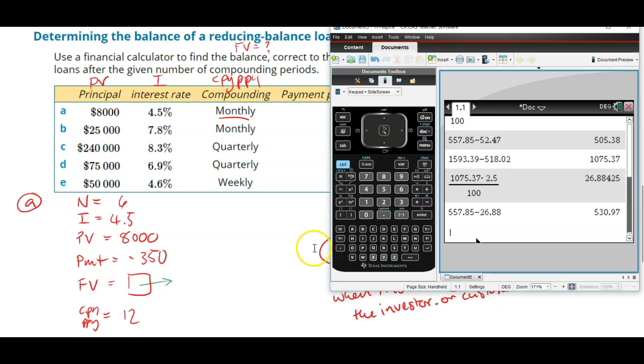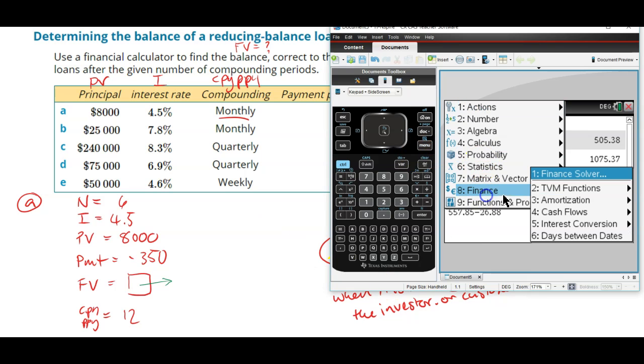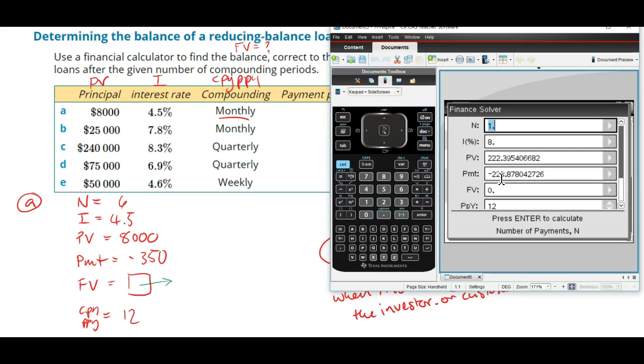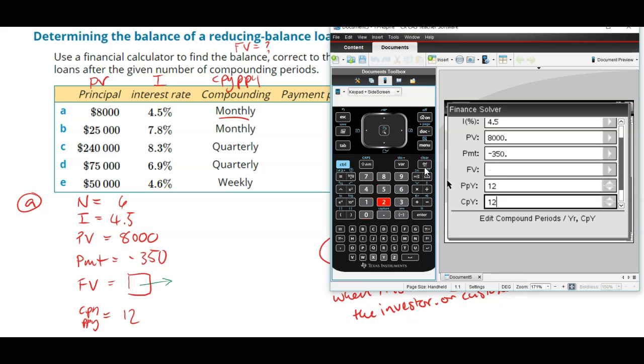So let's just do that example really quickly. In Finance Solver, I just press tab and delete, and it deletes everything, ready to go. So N is 6, 4.5, 8,000 positive, negative 350, blank, 12, 12. Sometimes they won't match, but it'll be really obvious if they don't, because it'll be said in the question that payments are monthly but compounding's not. But most of the time they're always the same. Leave this blank, press enter, and it gives you your answer.